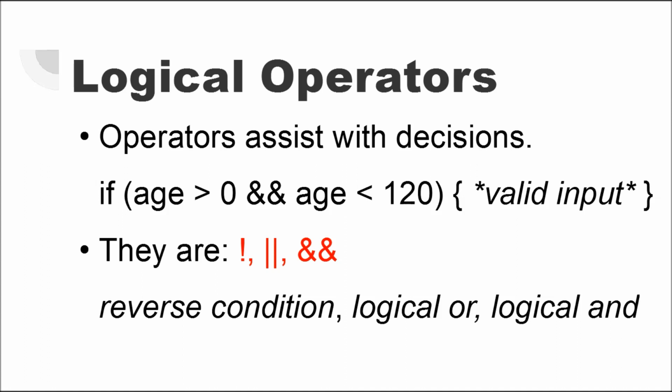The first one reverses the condition. Pretty obvious. Put it in front of any if, like in front of this parentheses, and it reverses the condition, so it'll make it backwards. Logical or, logical and. Logical or means that if any of the two conditions, so you put it between two conditions, if any of these two conditions are true, the statement becomes true. Logical and is a similar thing, except both of them need to be true. Otherwise, it will be false. If both are true, the statement is true.